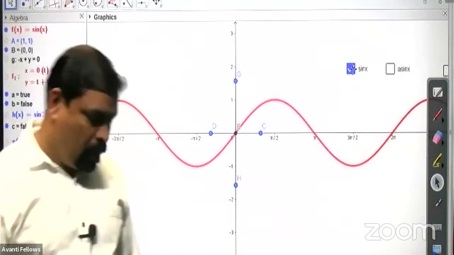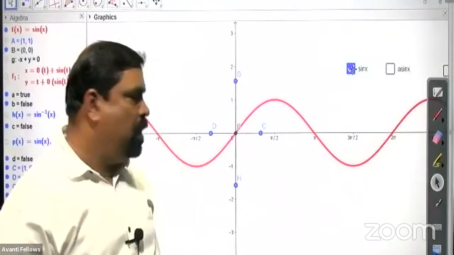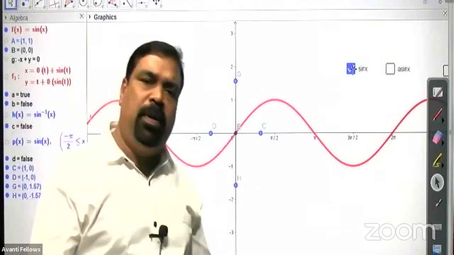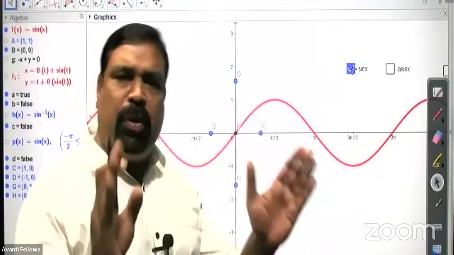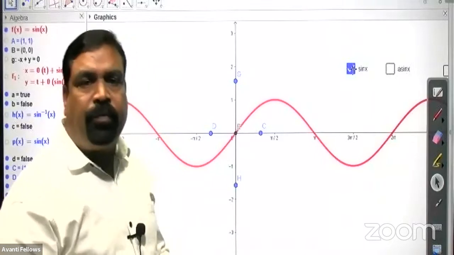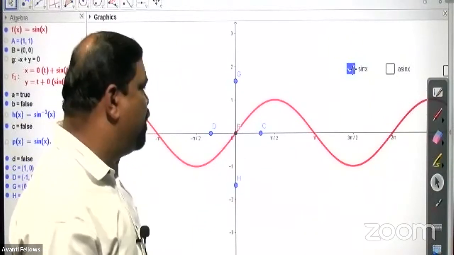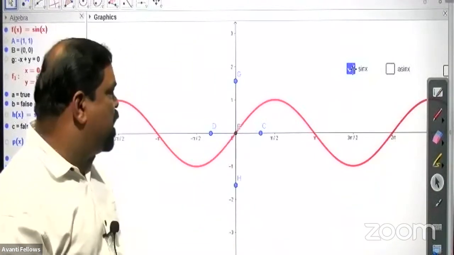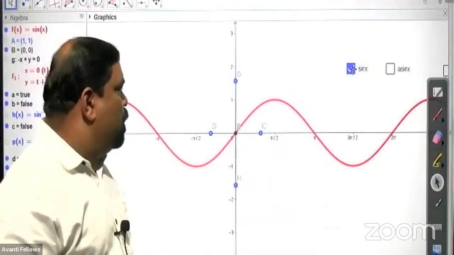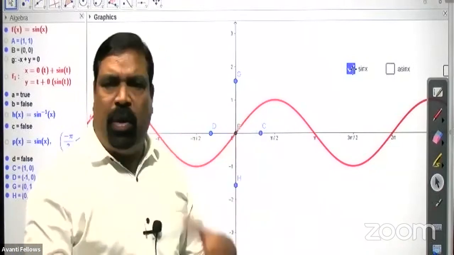Okay. I think the screen is visible to all of you. On the screen, you can see the graph of sin x. So sin x is a function from all real numbers to the closed interval -1 to +1. Is it a 1-1 function? No, very clearly, it is not a 1-1 function, because we know sin 0 is 0, sin pi is 0, sin 2 pi is 0, etc. So many elements have the same image. So it is not 1-1.